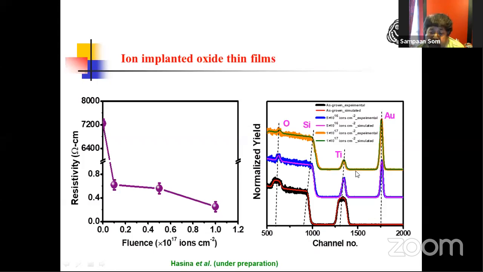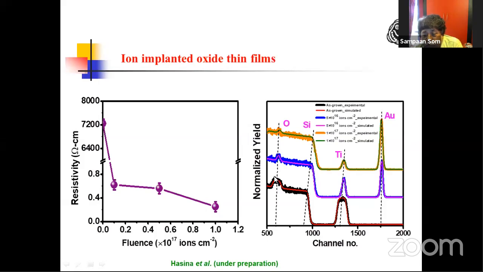And this is manifested very clearly here. You see, the lower spectrum corresponds to the as-grown sample. The black one is experimental, the red one is simulated. Here there is no gold signal, not expected also. So we see only the titanium peak, the silicon on which it is deposited, shifted from its normal position, and this is the oxygen signal. Okay, the hump corresponds to oxygen.